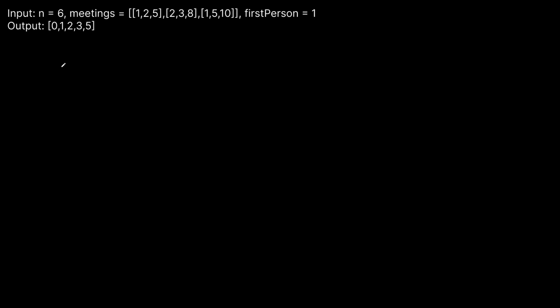So let's think about who's seen the secret so far. We'll call this S for who has the secret. So we know from the problem description that person 0 starts with the secret, right? And they're going to share it with the first person at time t equals 0. So that means, at the beginning, person 0 and 1 are going to have the secret. Okay, now let's go through the meetings.